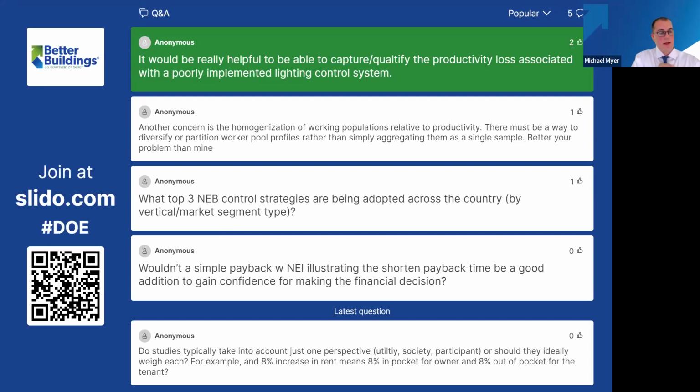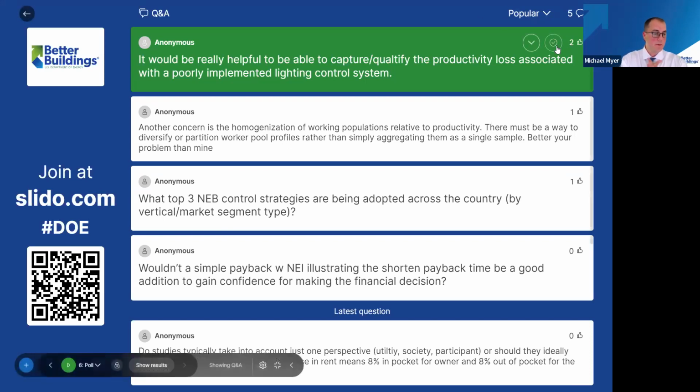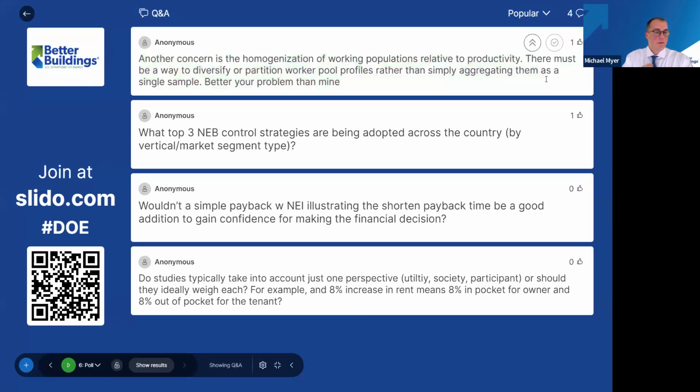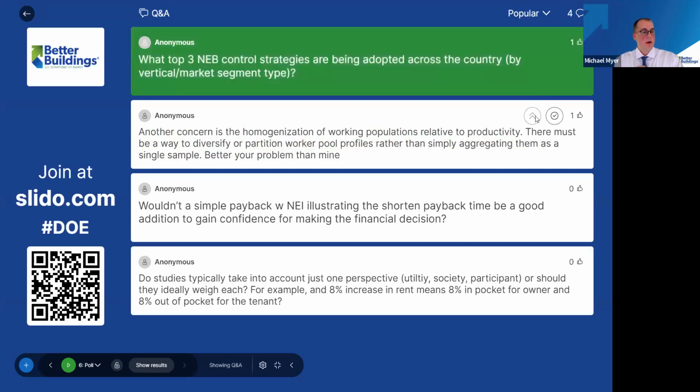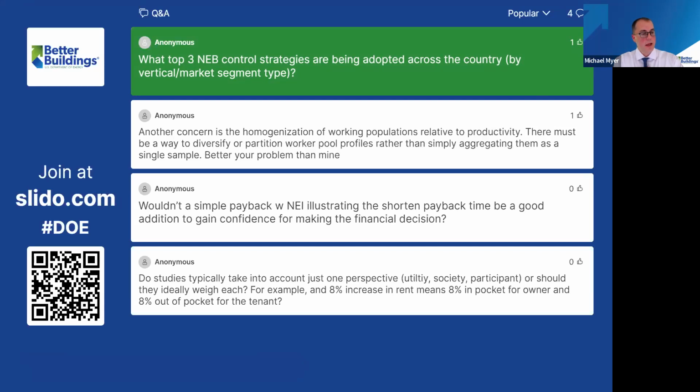What top 3 NEB control strategies are being adopted across the country by vertical market or segment? I don't know if we have good data on what strategies are being adopted. From a lighting control point of view, really the lights are everywhere. So everyone is really trying to tap into the space utilization, and a little less so now with COVID concerns being different than they were.